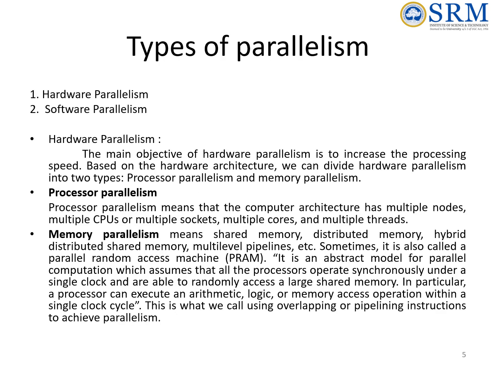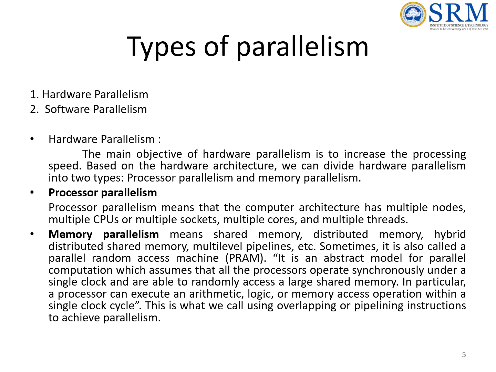So there are two types of parallelism, hardware and software parallelism. In hardware parallelism, the main objective is to increase the processing speed based on the hardware architecture. We can divide hardware parallelism into two types, processor parallelism and memory parallelism. In processor parallelism, the computer architecture has multiple nodes, multiple CPUs or multiple sockets, multiple cores and multiple threads. In memory parallelism, we have shared memory, distributed memory, hybrid distributed shared memory, etc.